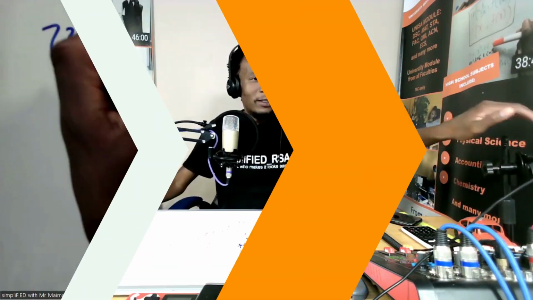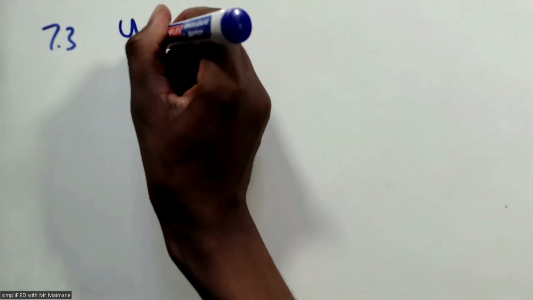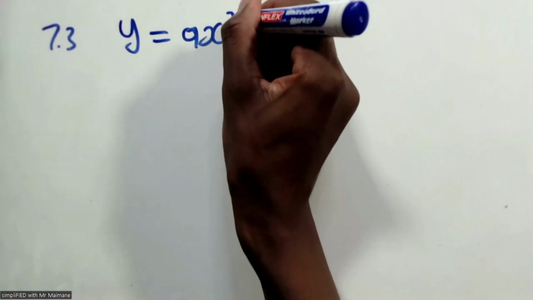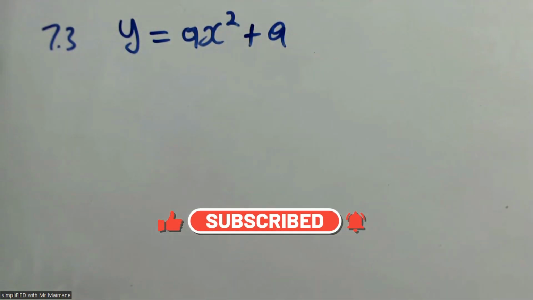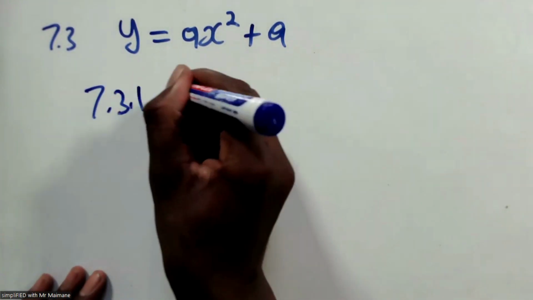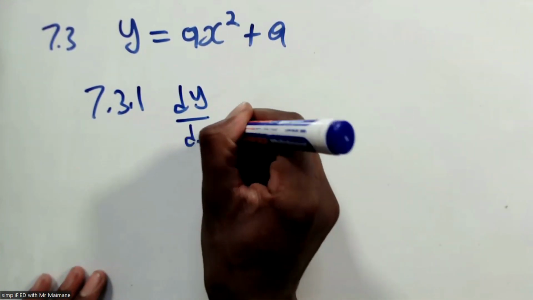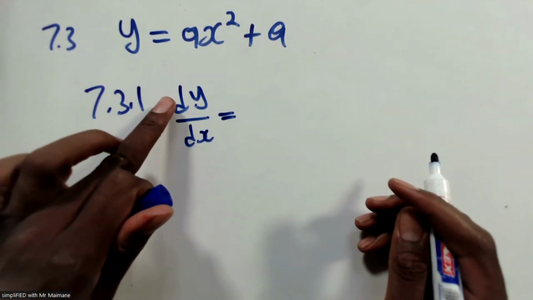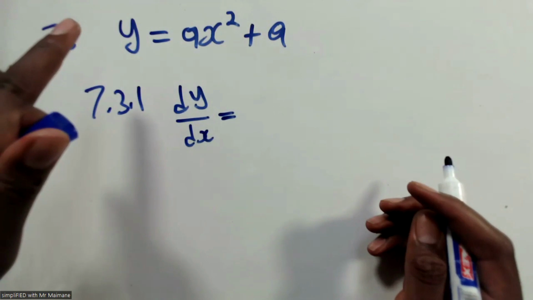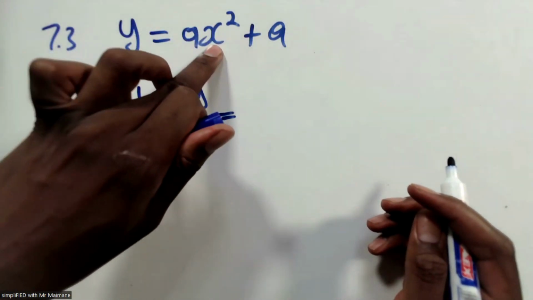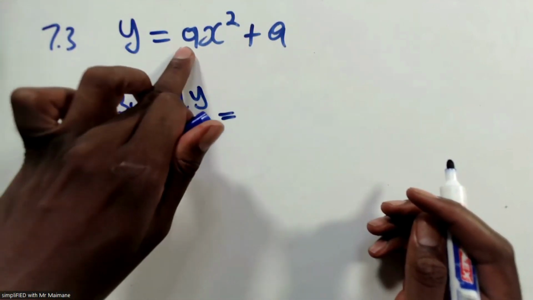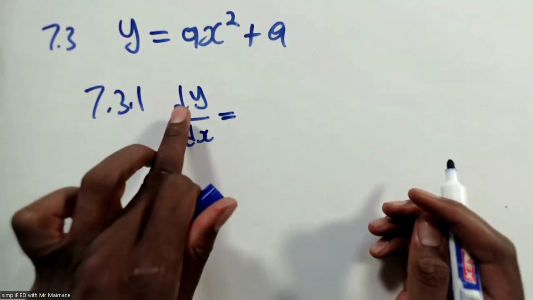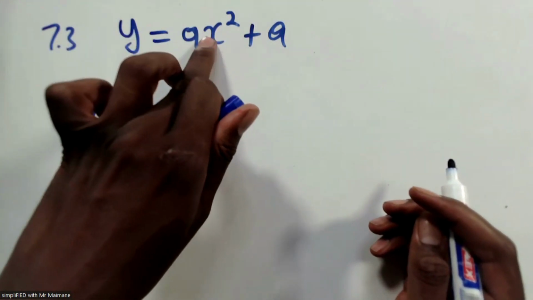Anyway, let's go to 7.3.1. On 7.3, we are given that y is equal to a x squared plus a. In 7.3.1, we have to find dy over dx, meaning we have to differentiate y in terms of x. We only consider x as a variable, and we consider the a's as coefficients or just numbers. So we're only differentiating y in terms of x.